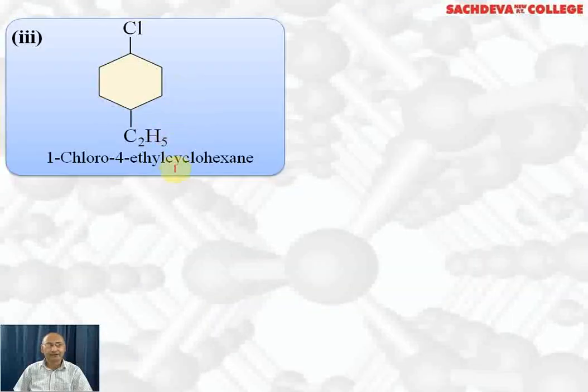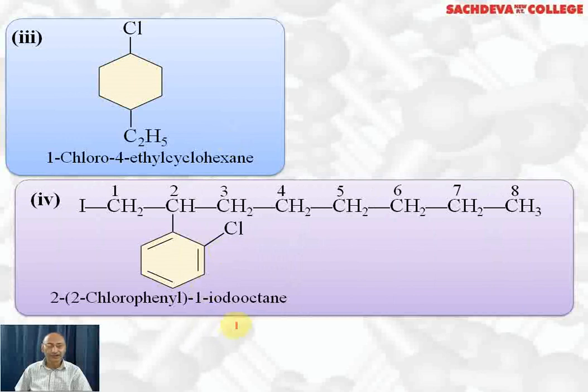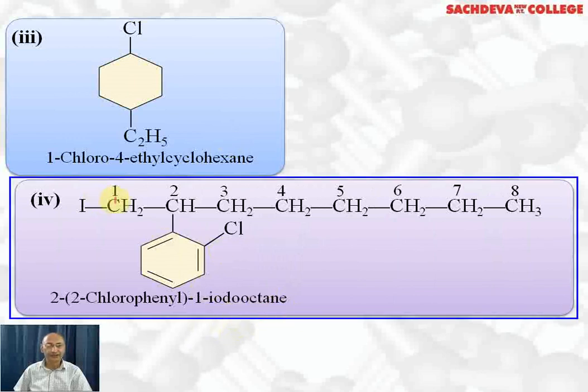Here we have to write, cyclohexane is parent. So first write cyclohexane, 1-chloro: Cl at first carbon, 4-ethyl: at 4th position we have written ethyl group. So this is the structural formula of 1-chloro-4-ethylcyclohexane. Here octane is the parent, so write 8 carbon atoms, 1, 2, 3, 4, 5, 6, 7, 8.